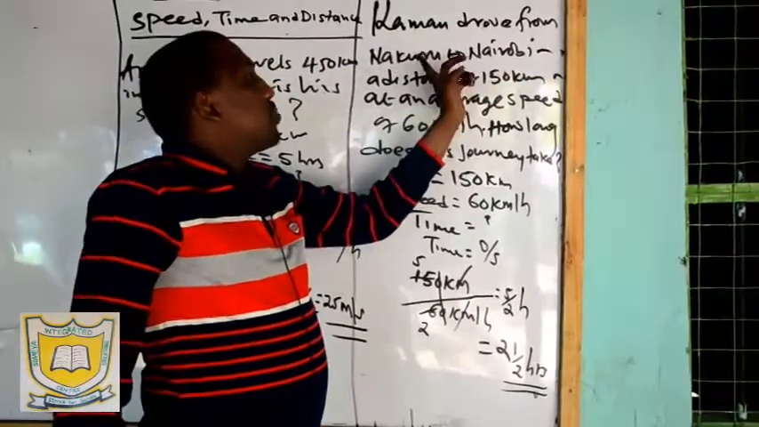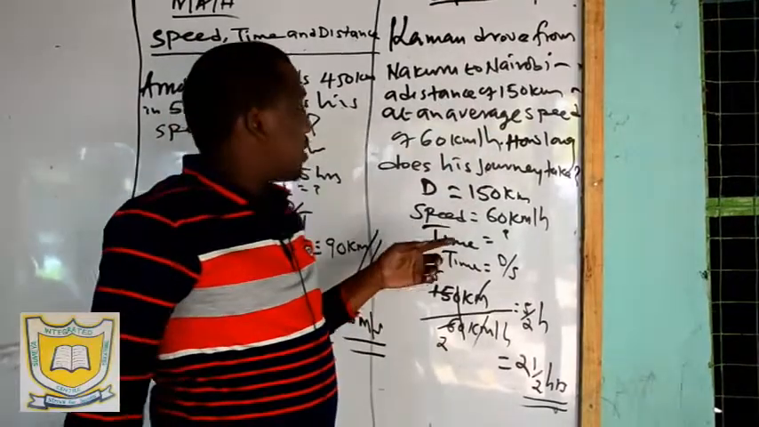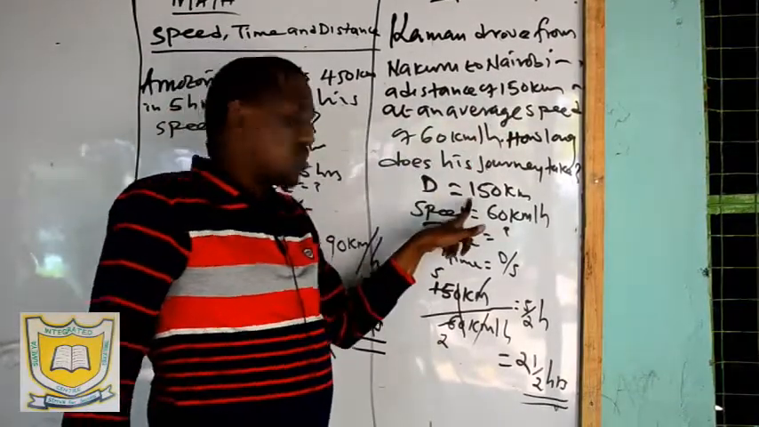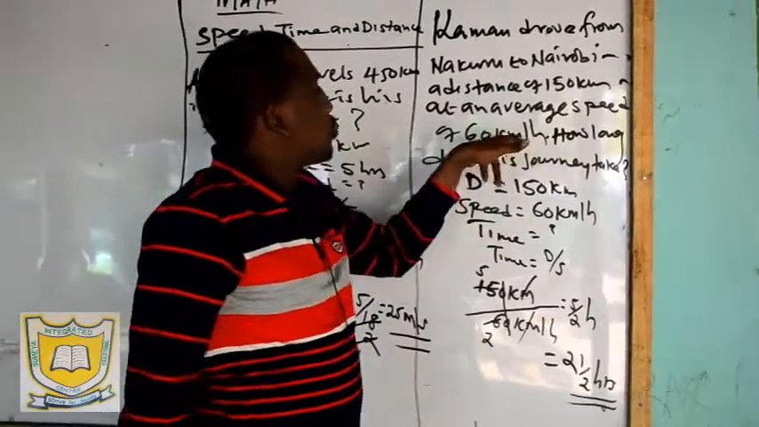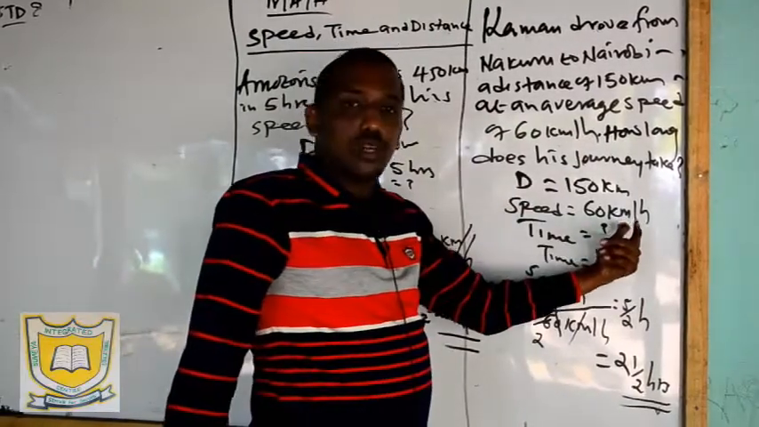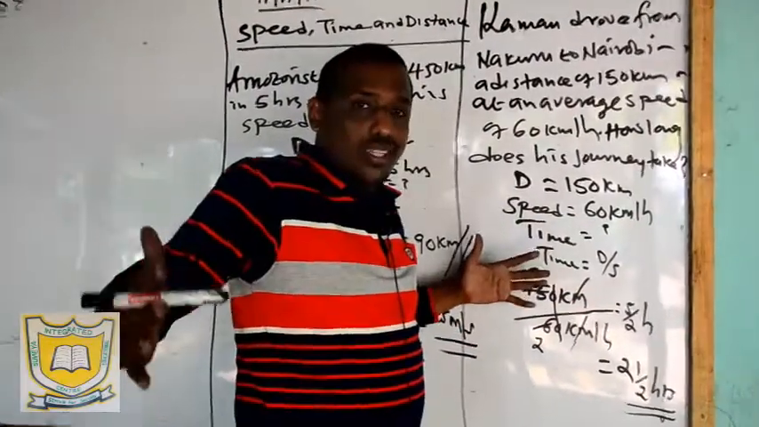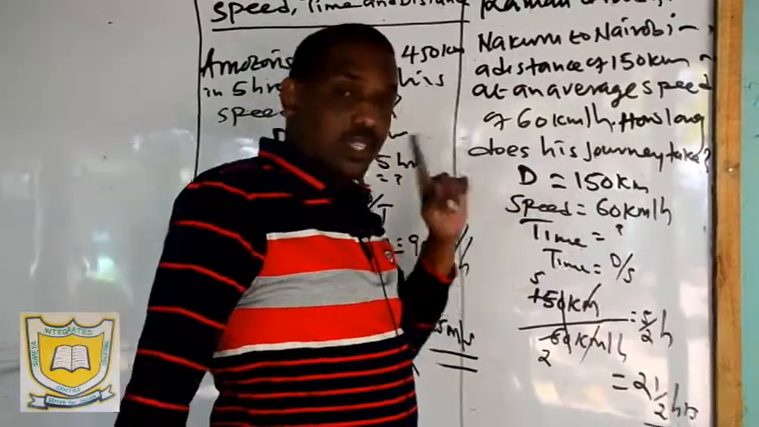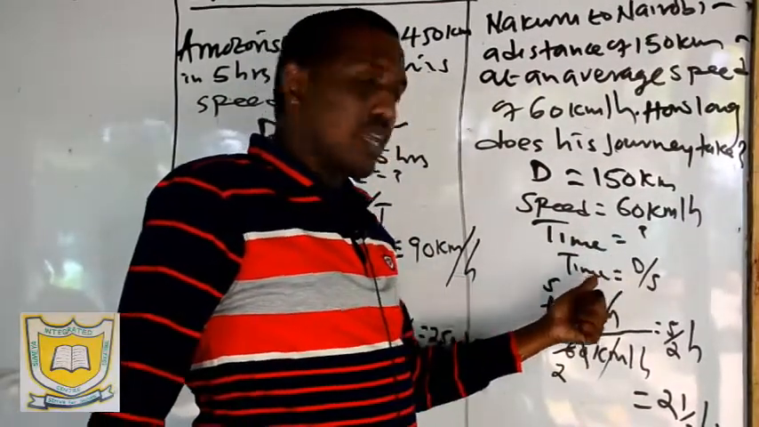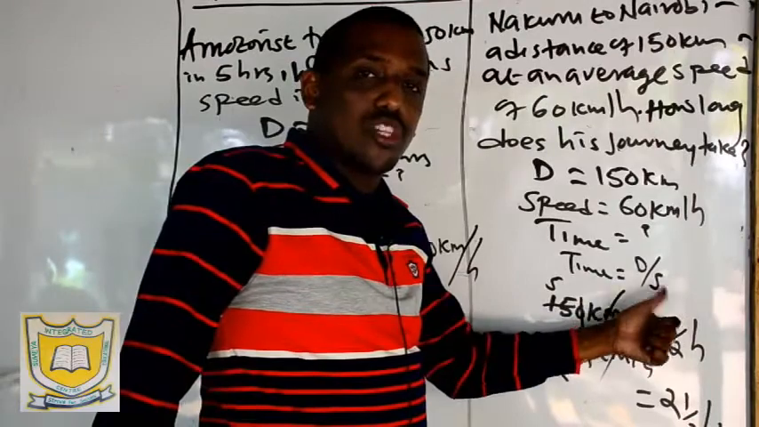Kamau drove from Nakuru to Nairobi at a distance of 150 kilometers, at an average speed of 60 kilometers per hour. How long? That is time. If you hear "how long", they are asking the time. So time is equal to distance divided by the speed.